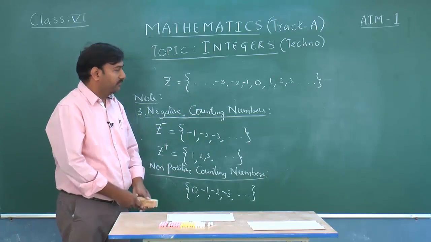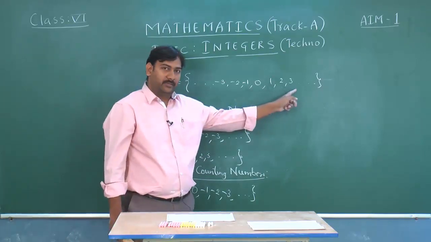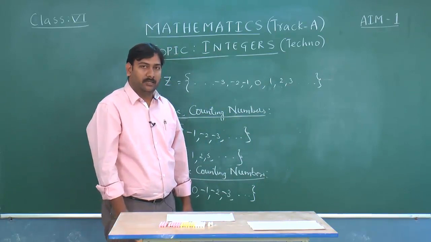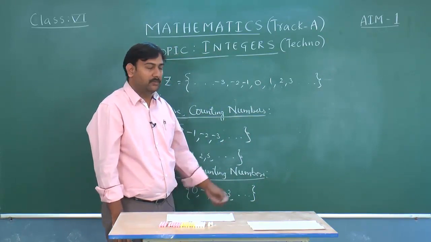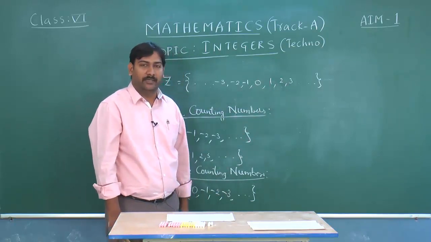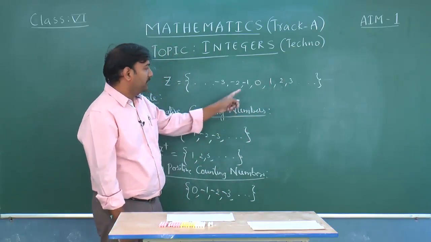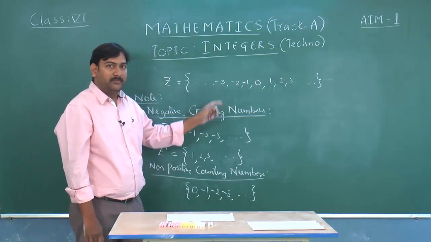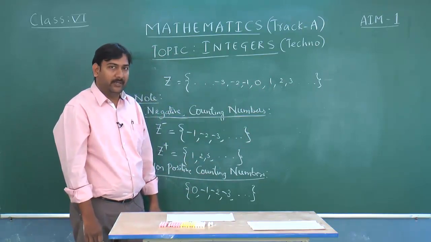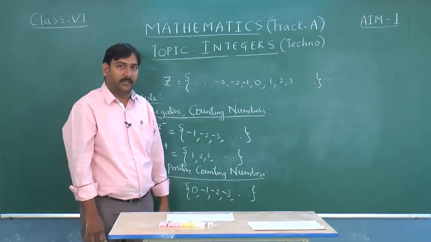So here we have seen four types of sets which can be taken from the set of integers. First is the positive counting numbers. It is called the set of natural numbers, or positive integers, indicated by Z plus, or it can also be indicated by N. Whereas the negative counting numbers, that is -1, -2, -3 and so on, are called the set of negative integers, indicated by Z minus.